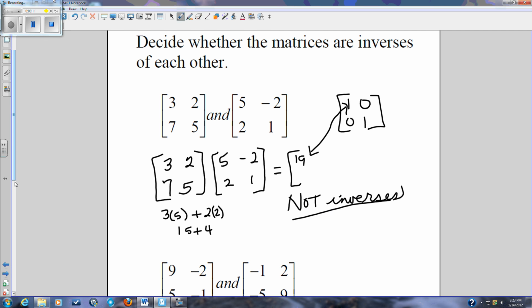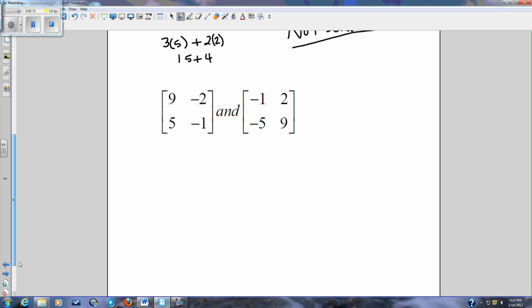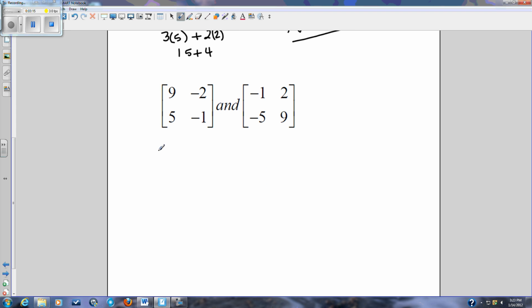Okay, so that was easy enough. We saw that right off. Let's take a look at these next two matrices and see if these are inverses of each other. We have [9, -2; 5, -1], multiplied by [-1, 2; -5, 9]. So let's try that.